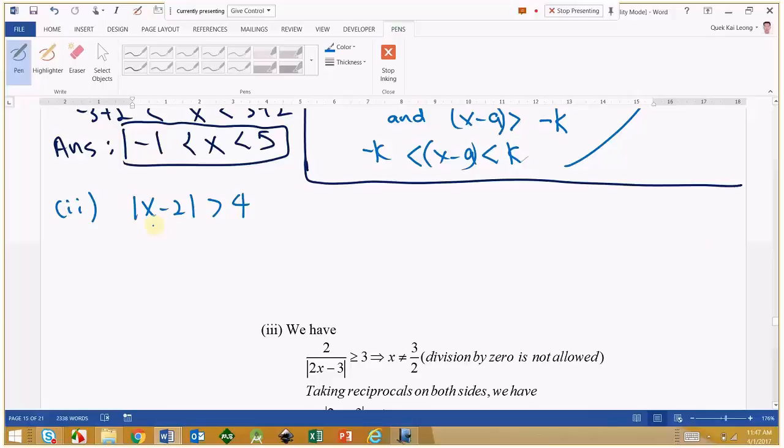So, but I'll just use the result. Okay, so remove the absolute sign. X minus 2 is greater than 4. I'm actually rewriting this by removing the absolute sign. When I remove the absolute sign, I just rewrite this.